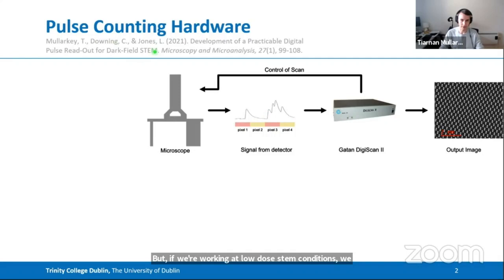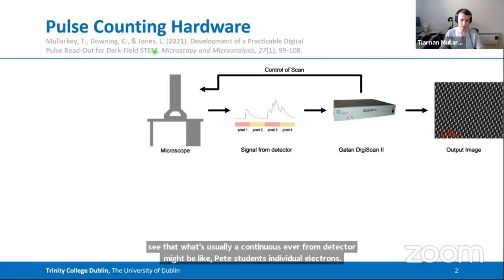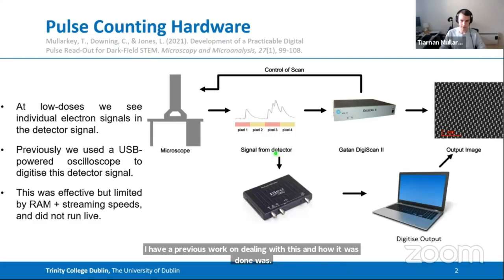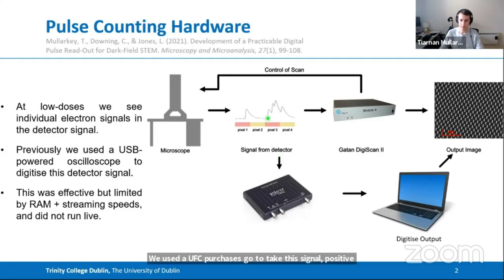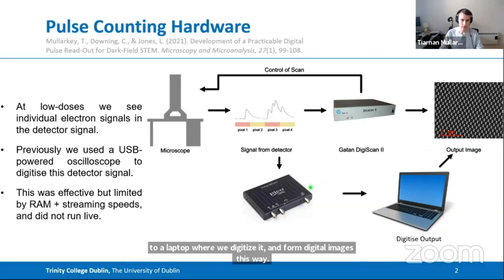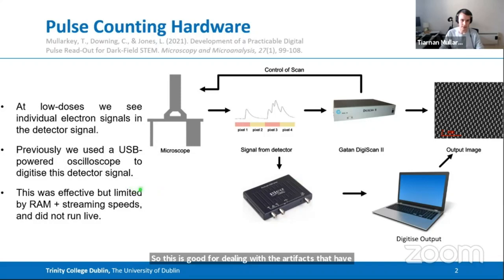I have previous work on dealing with this, where we used a USB-powered oscilloscope to take this signal, pass it to a laptop where we digitize it, and then form digital images this way. This was good for dealing with the artifacts that arose due to these peaks, but it was quite limited because we were limited by the RAM size of the laptop and the streaming speed of the oscilloscope used, and also this didn't run live at the microscope. So one of the key outcomes today was: how can we improve on this?